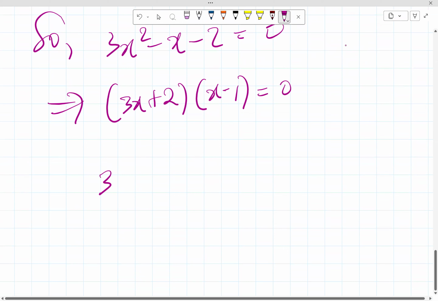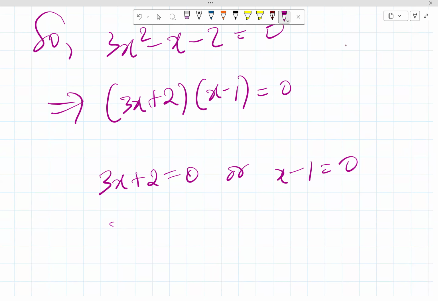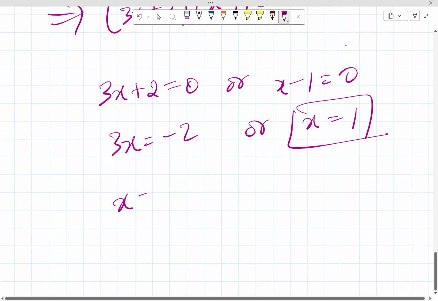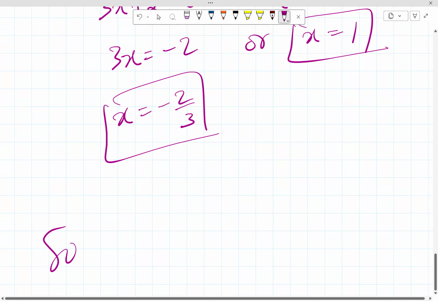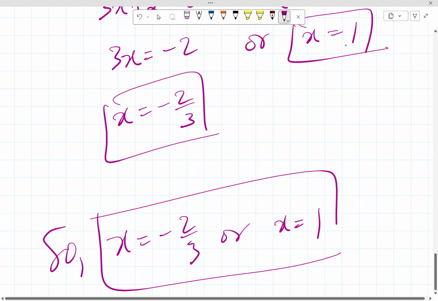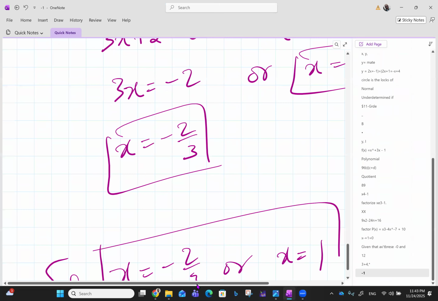So using the zero product property, 3x plus 2 equals 0, or x minus 1 equals 0. That means 3x is equal to minus 2 if you subtract 2 from both sides, or x is equal to 1. So this one is settled. Then we divide both sides by 3, so x is equal to minus 2 over 3, or x is equal to 1. That's the solution we're looking for in that second set of equations.